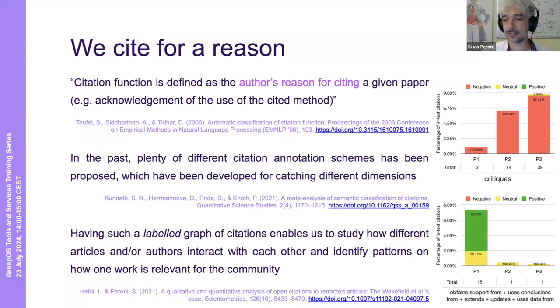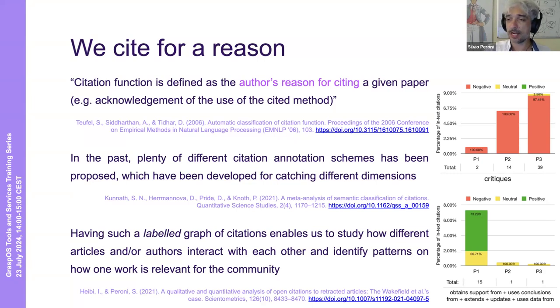Here, for instance, there are a bunch of examples, two sets of citation intents. One is critics alone, and the other one is a group of citation intents that includes obtains support from, uses conclusions from, extends, updates, uses data from, in order to analyze how retraction may have changed the reason for citing that specific article that has been retracted. This analysis has been done in particular on a very famous retracted article by Wakefield et al. That is the reference of this study in the slide.